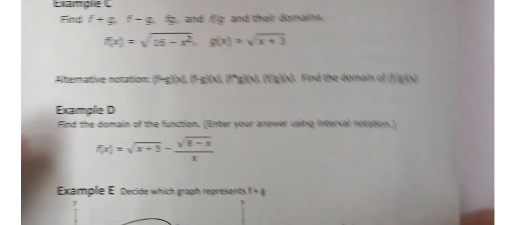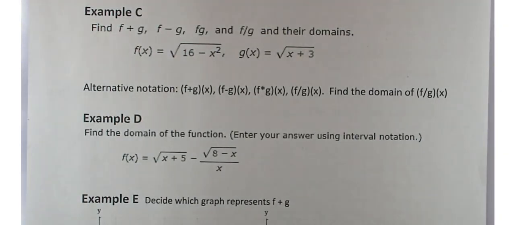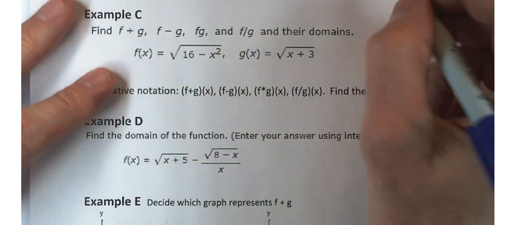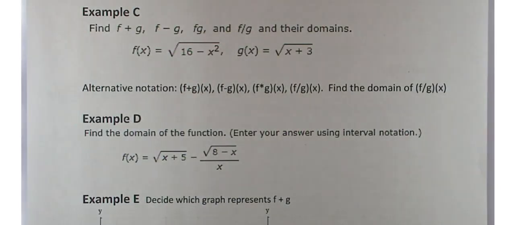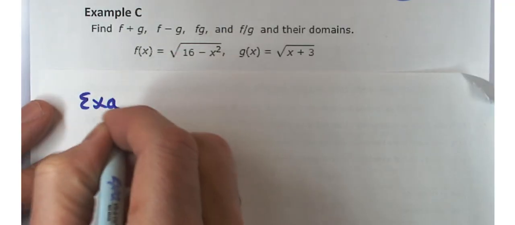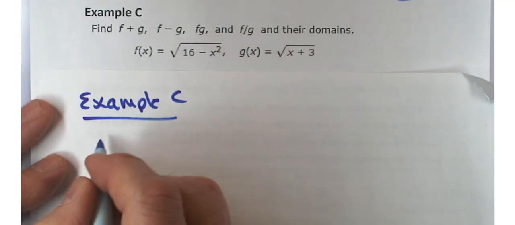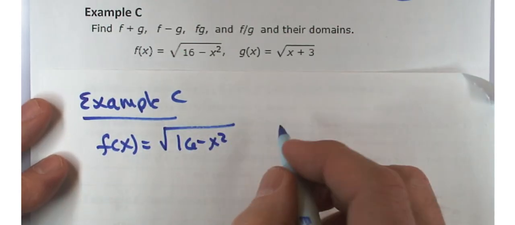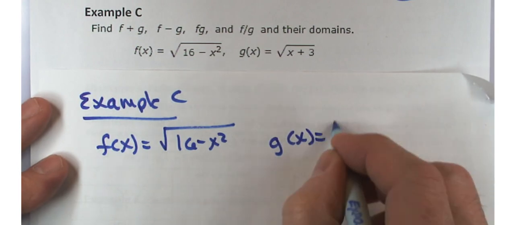Let's move over and take a look at some more of these types of problems. In particular, I'm going to be interested in looking at the domain of some of these functions. In fact, let's start out by finding the domain of f and g for this example. So this is example C. f of x equals square root of 16 minus x squared, and g of x is the square root of x plus 3.